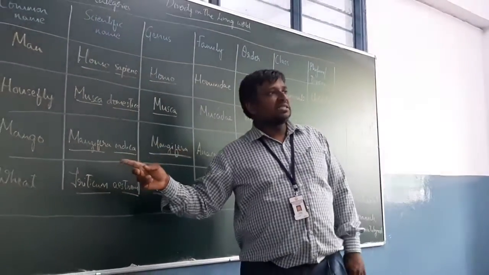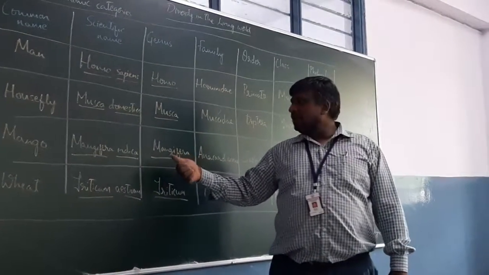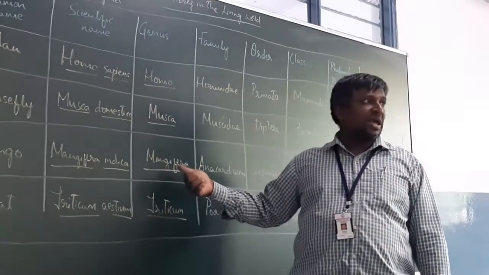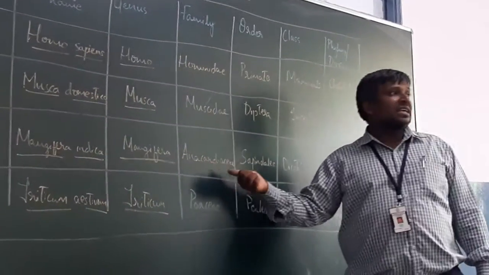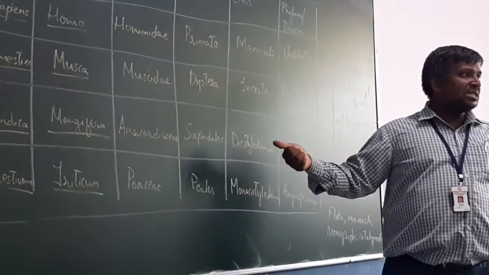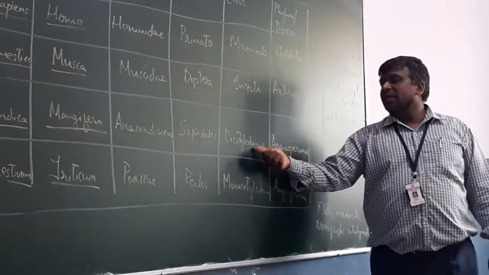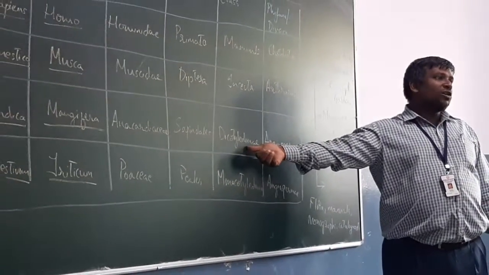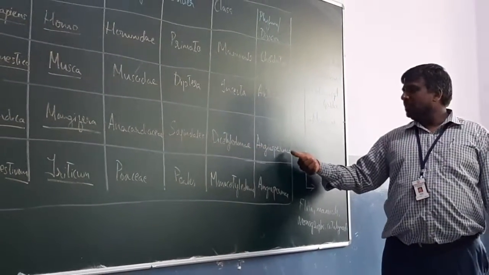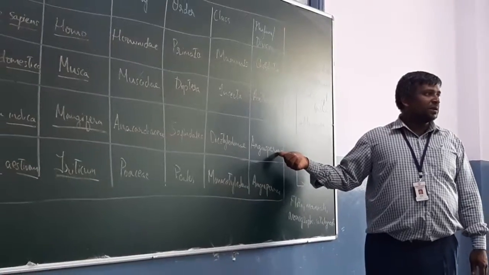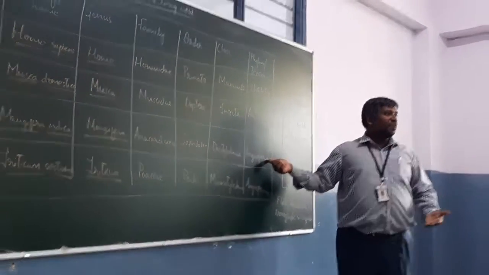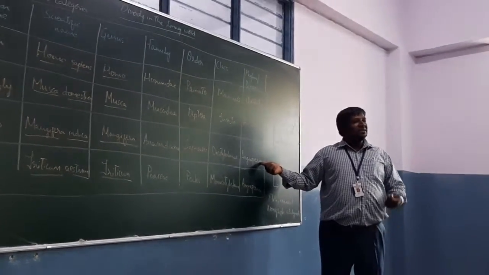Mango's scientific name is Mangifera indica. The genus is Mangifera. Family is Anacardiaceae. Order is Sapindales. The class is Dicotyledonae. Division is Angiosperm. We don't use phylum in plants, we use division.